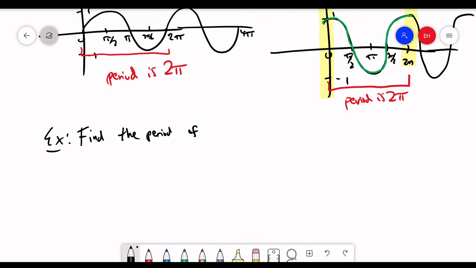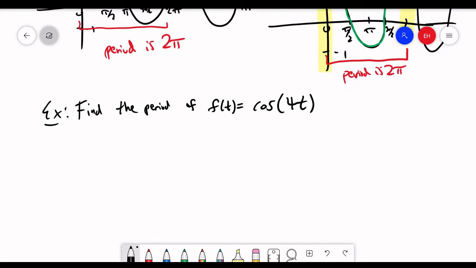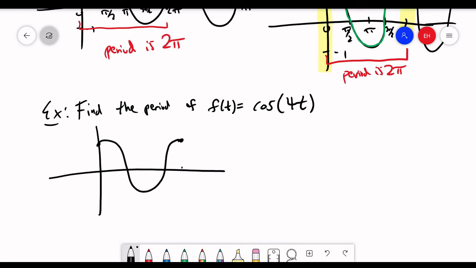So let's look at this one. We have f of t, a function with t as our input, equal to cosine of 4 times t on the inside. Well, there's a couple ways you could look at this. One would be to just look at a graph and see how long it's going to take for it to repeat. So if normally it repeats after 2 pi, then if I put in pi over 2 for t, it's going to be pi over 2 times 4, which is going to give me 2 pi, and cosine of 2 pi is 1.